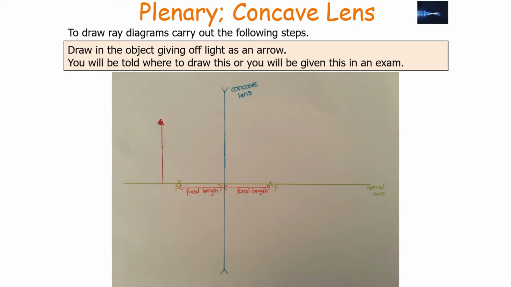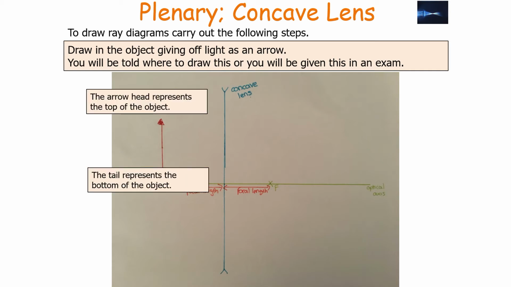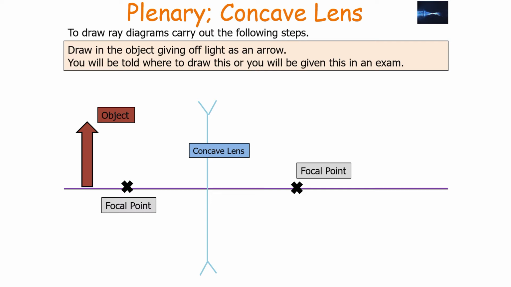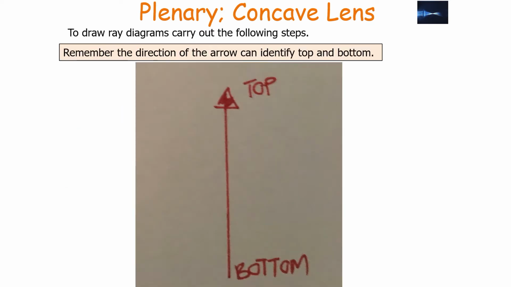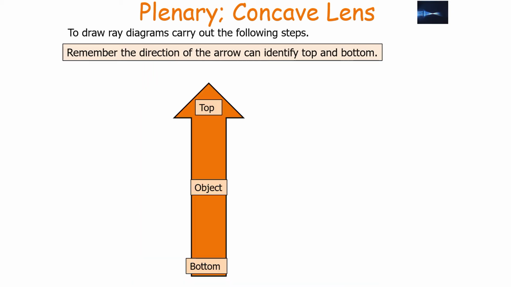Now then you would draw in the object giving off the light as an arrow. Again, either you'll be told where to draw this or this will be given to you in your examination. Again, remember, the arrow head represents the top of the object and the tail represents the bottom of the object. So at this point you would draw in your object as shown here. So again, the top of the arrow is the top of the object and the tail of the arrow represents the bottom of the object.